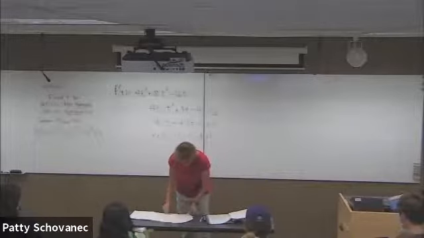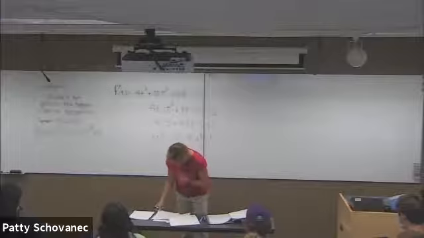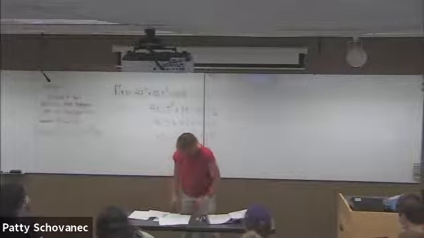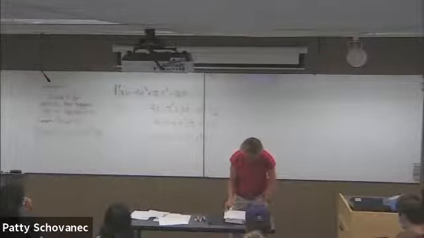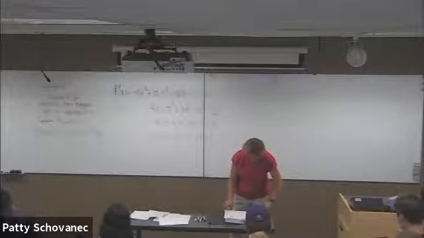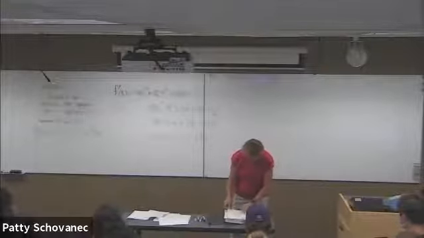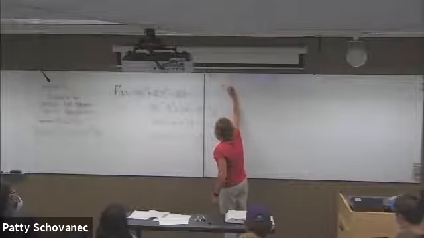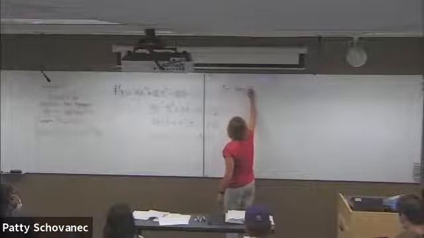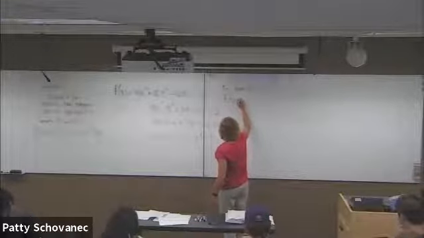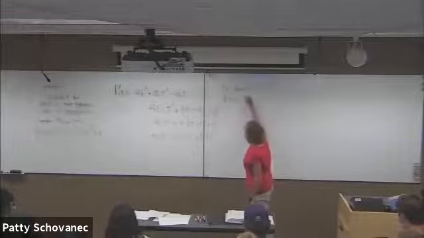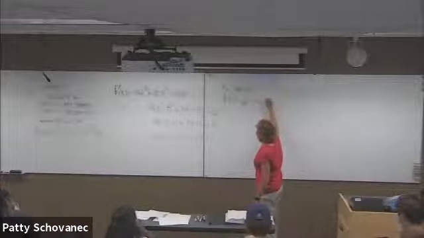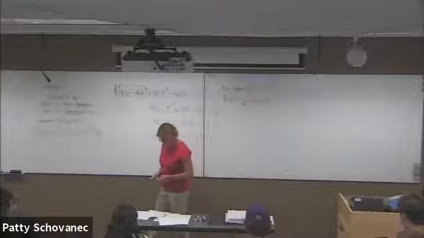Here's your problem. Do the same. Four to 1 over the square root of t times t plus 9. The derivative of this thing is going to be 0.